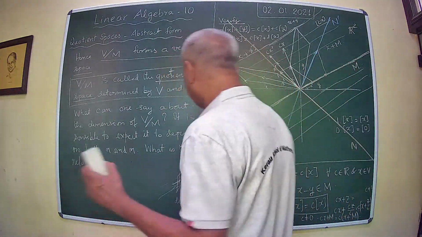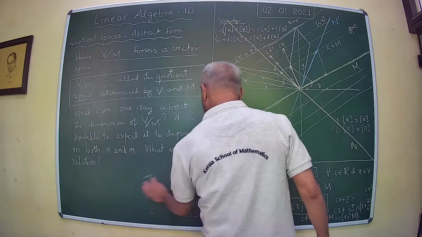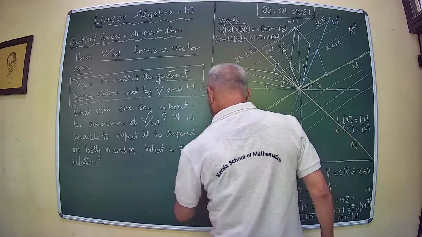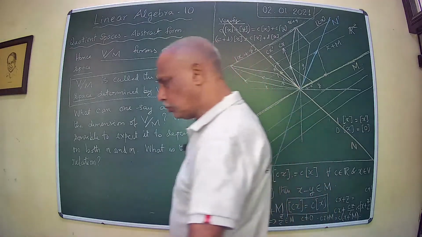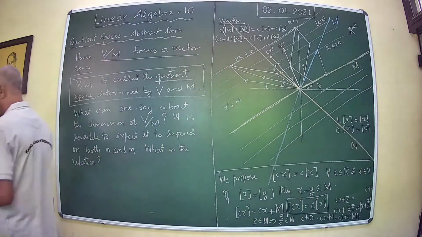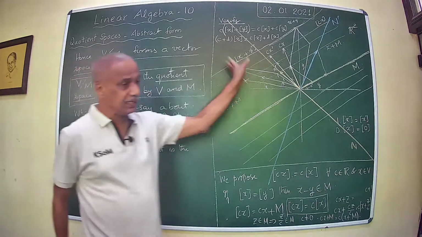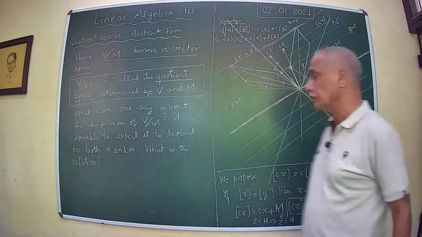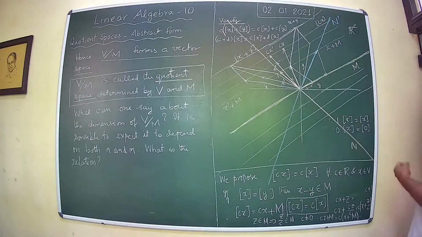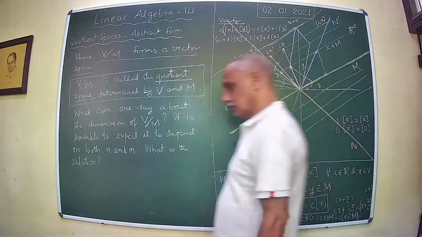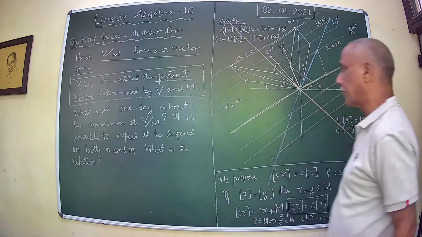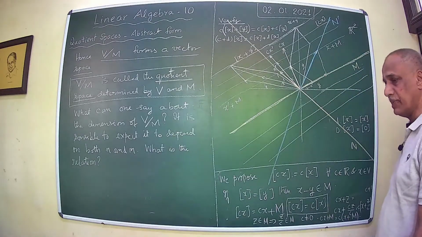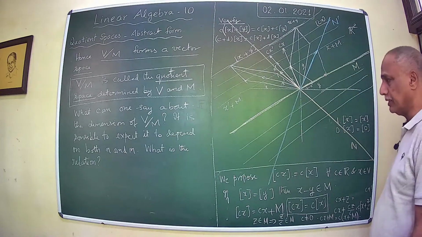So what we are going to do is explore this. First of all, you see that there could be many complementary subspaces. So we will try to get one of them. So we have to use the fact that V is n-dimensional and M is m-dimensional.